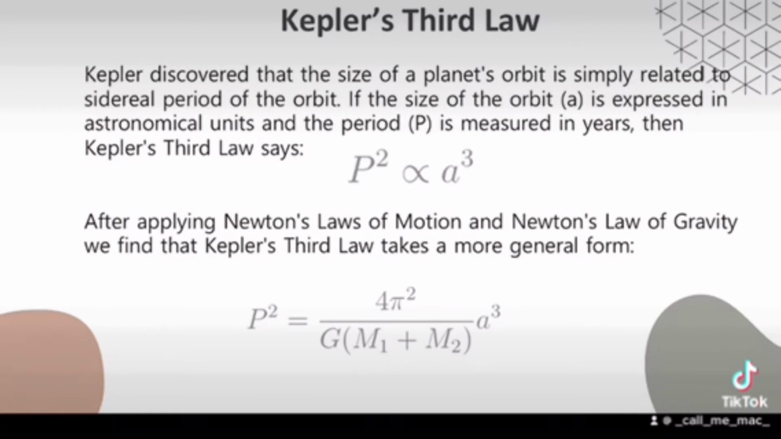After applying Newton's law of motion and Newton's law of gravity, we find that Kepler's third law takes a more general form, where the period squared equals 4 times pi squared times the cube of the semi-major axis, divided by the gravitational constant times m1 plus m2, where m1 and m2 are the masses of the two orbiting objects in solar masses.